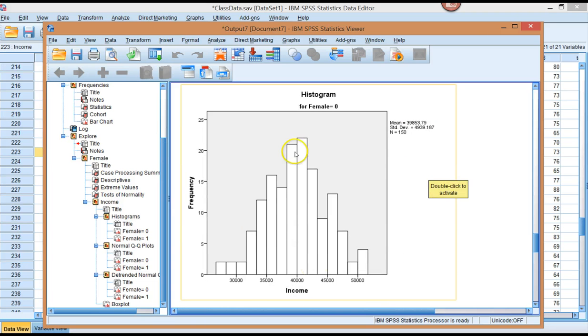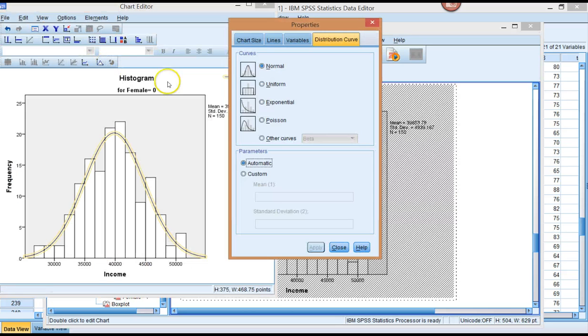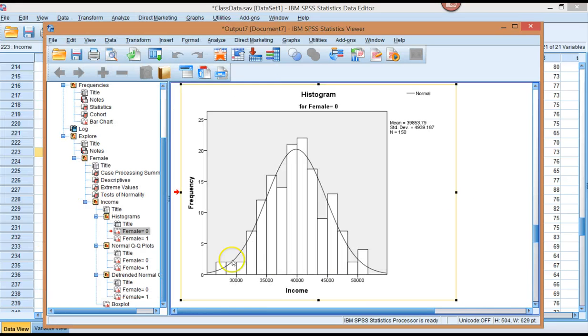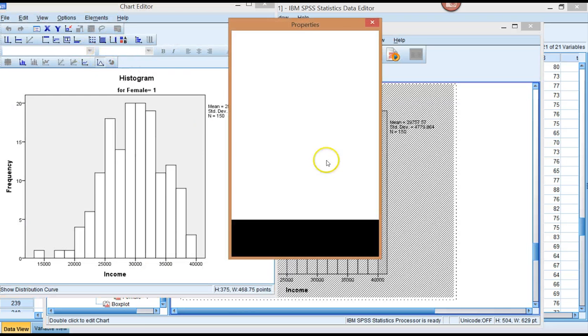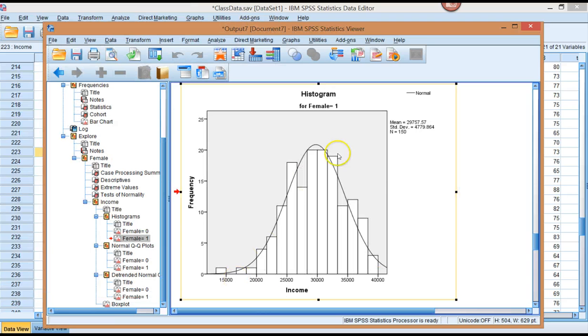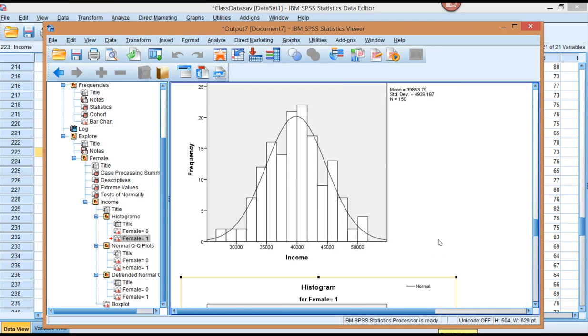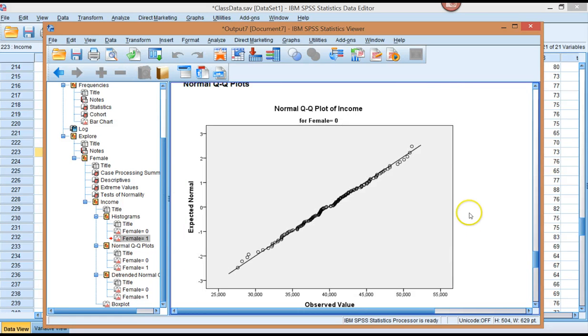And here we have the distribution that you could actually look at, and if you double click on this, you can superimpose a normal distribution, and there are other distributions available to you. And you can see that it's fairly normally distributed. And here is the one for the women. And again, you could superimpose a normal curve. And you can see that it's fairly normally distributed. Again, a little skewness there, but fairly normally distributed within reason. So then you would say that's okay.